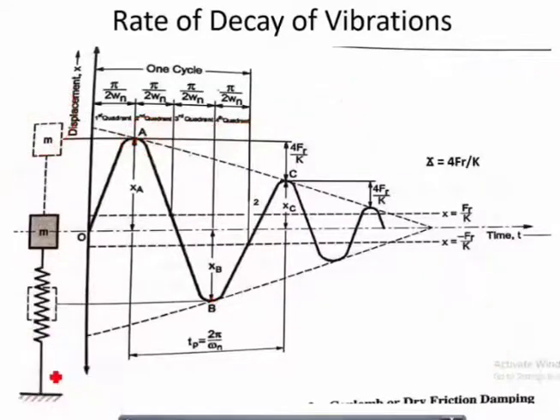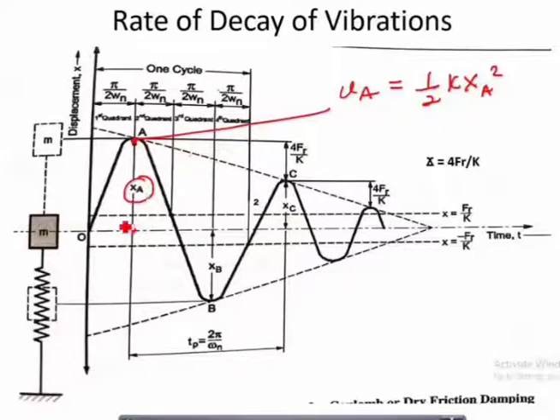So I'll erase this out. So total energy at point A is, let us say, UA. UA is nothing but the strain energy, or the energy due to the elastic deformation. It is given by 1/2 K XA square. I am considering this XA because the distance from this point to point A, the amplitude, is XA.